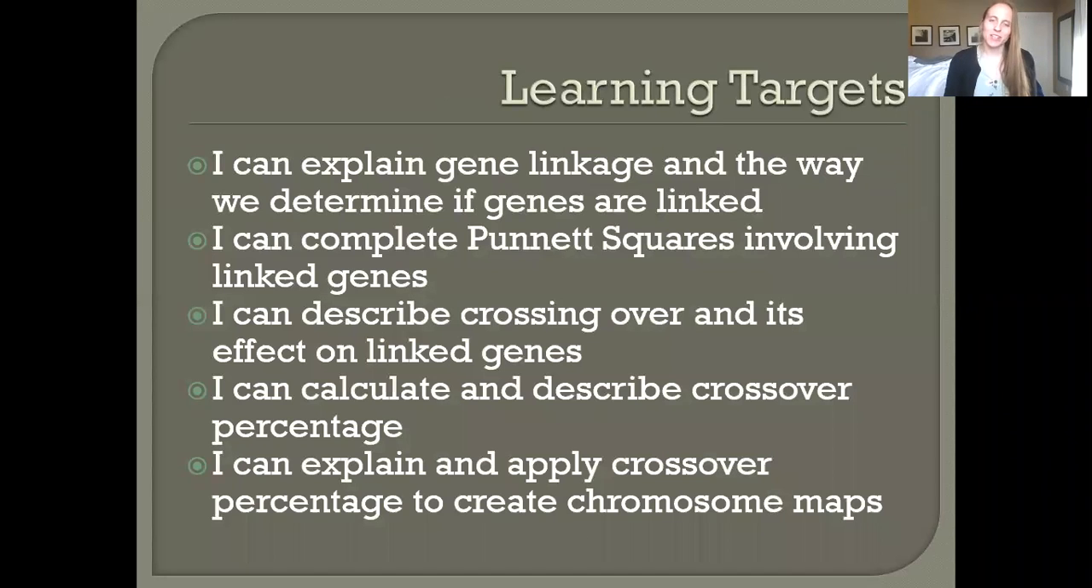So we're going to start by just reviewing what gene linkage is. We're going to briefly talk about how Punnett squares are affected by linked genes, so you are not going to have to do any linked gene Punnett squares on the test. Then we're going to briefly talk about how crossing over affects linked genes. We're going to calculate the percentage of crossing over, and then the most important part, creating those chromosome maps.